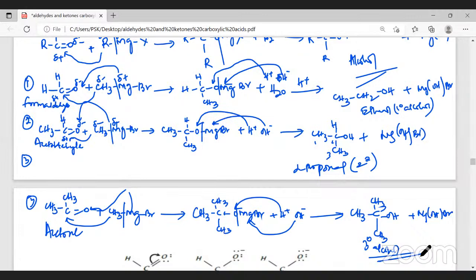So reaction with Grignard reagent. Carbonyl compounds like formaldehyde give primary alcohol, acetaldehyde gives secondary alcohol, and ketone, acetone, gives tertiary alcohol. So these are the reactions with Grignard reagent.